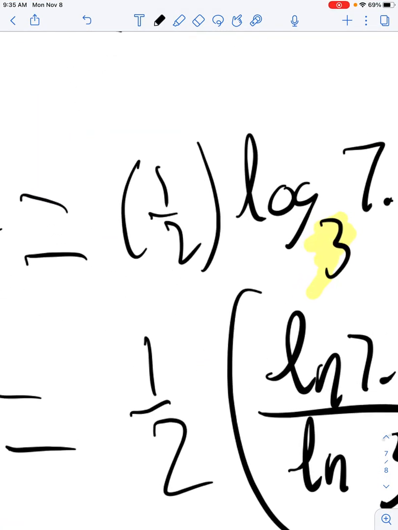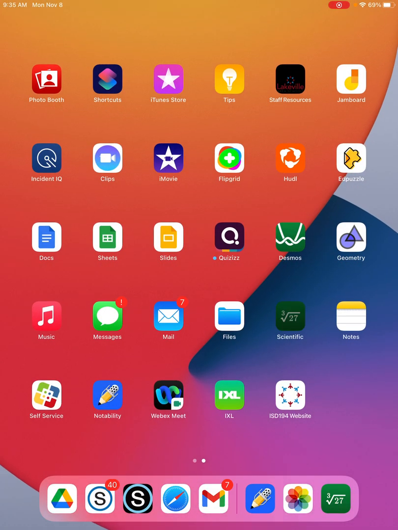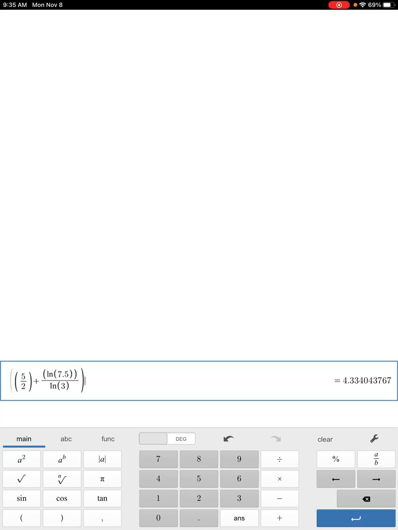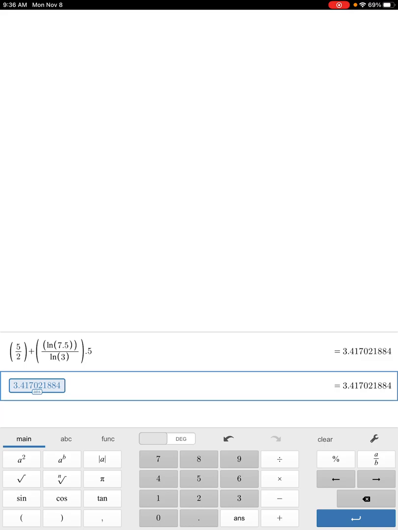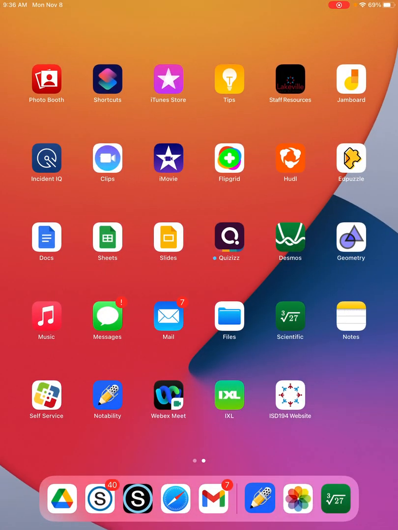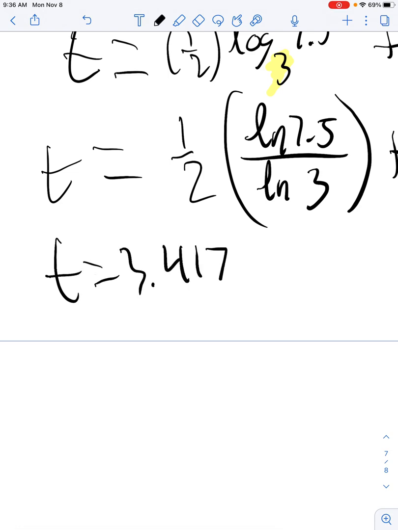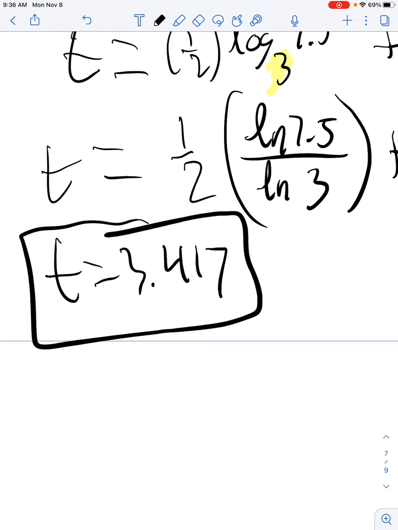I got 4.334, but if I look back at my original problem, I forgot this 1/2. So I have to change that. Use my calculator again one more time, and I'm going to multiply this statement right here by 1/2. So I get 3.417, which is correct. Again, it's approximately.